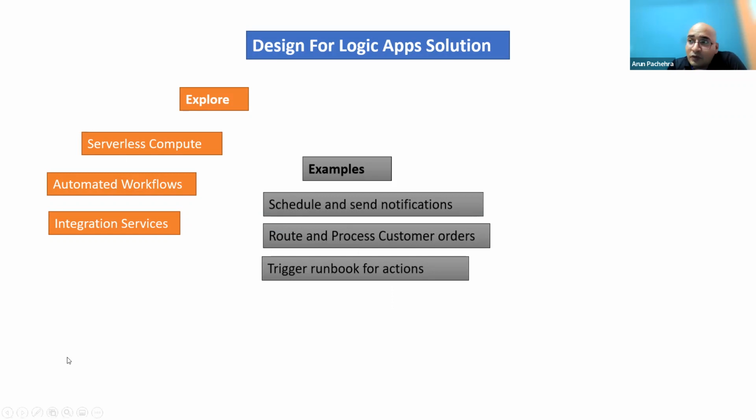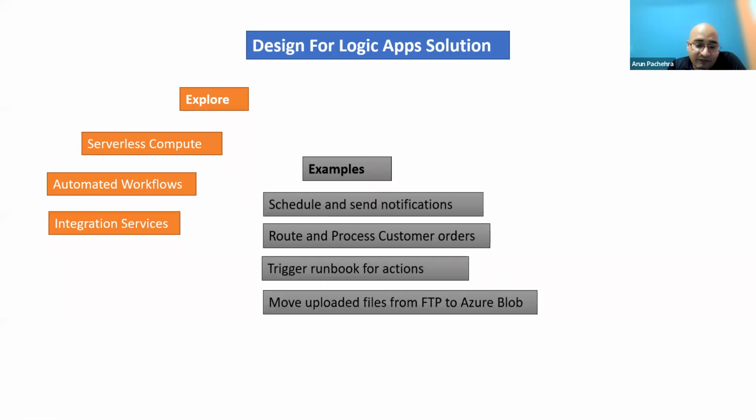We can move uploaded files to Azure Blob Storage from FTP or SFTP. We can monitor tweets and analyze the sentiment. If you remember Azure Stream Analytics, there was this, and create alerts and tasks for items that need reviewing. So these are some examples to put this in perspective, and now it's time to check the design criteria.